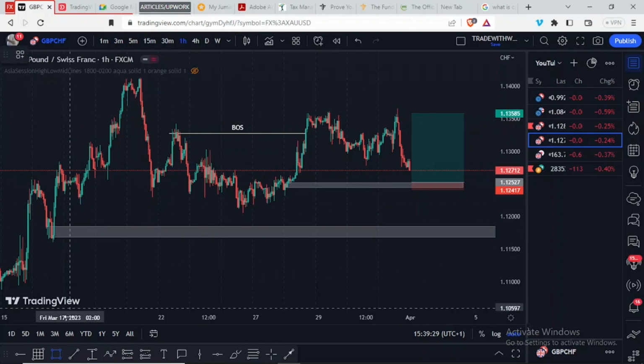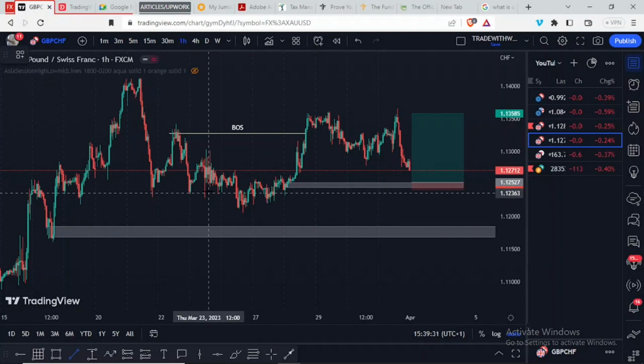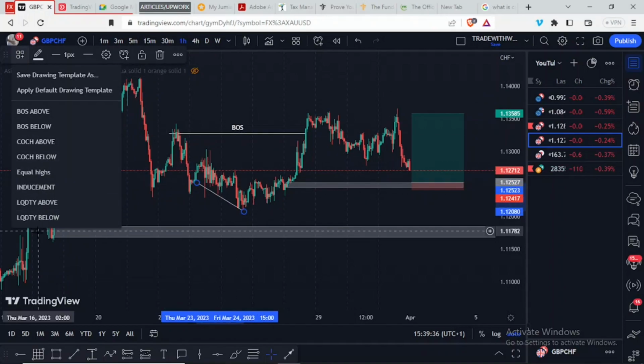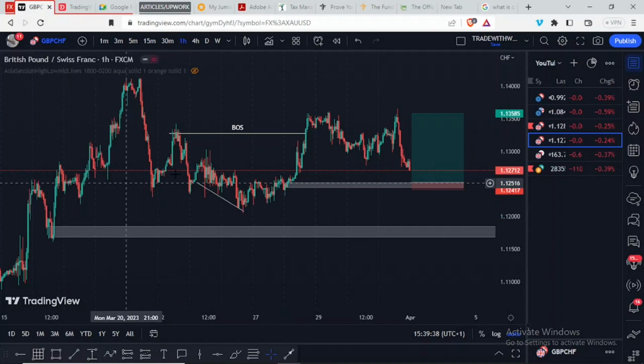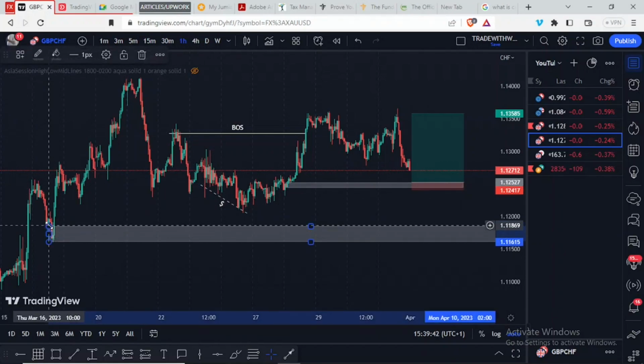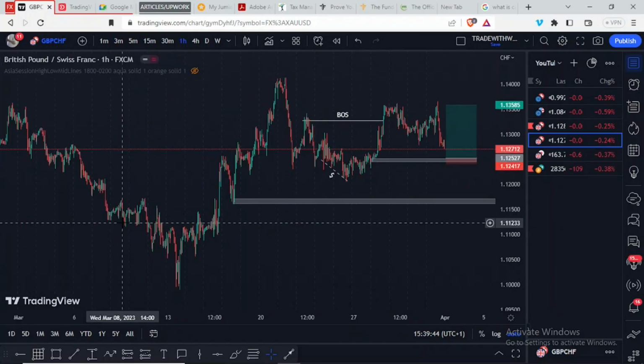Now, looking at this second demand zone over here, a lot has happened here. You can see there is liquidity here. Liquidity is created already. Now we have this extreme demand zone. So we have a lot of demand zones here.